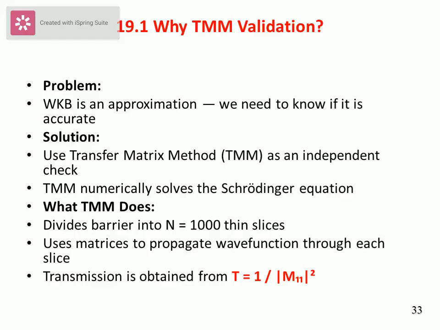Now let me explain why we validate our model. WKB is an approximation, it is not exact. So we need to know if our results are reliable. We use TMM as an independent method. It solves the Schrodinger equation exactly by dividing the barrier into 1000 slices. This validates our WKB result. We will show the perfect match in the next slide.